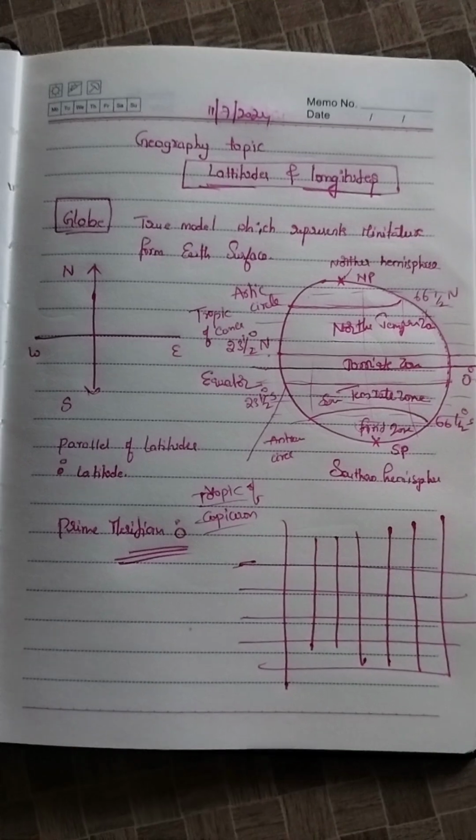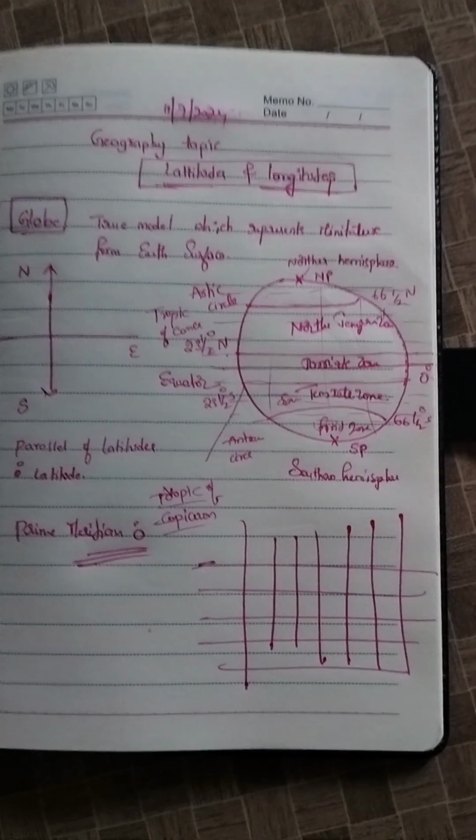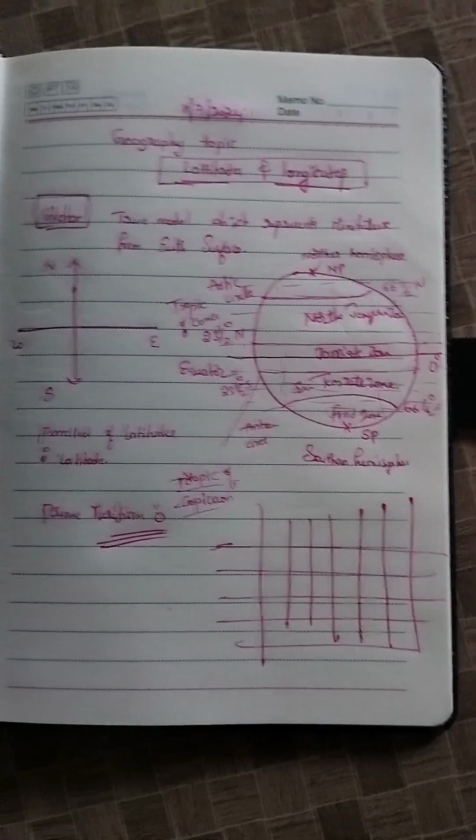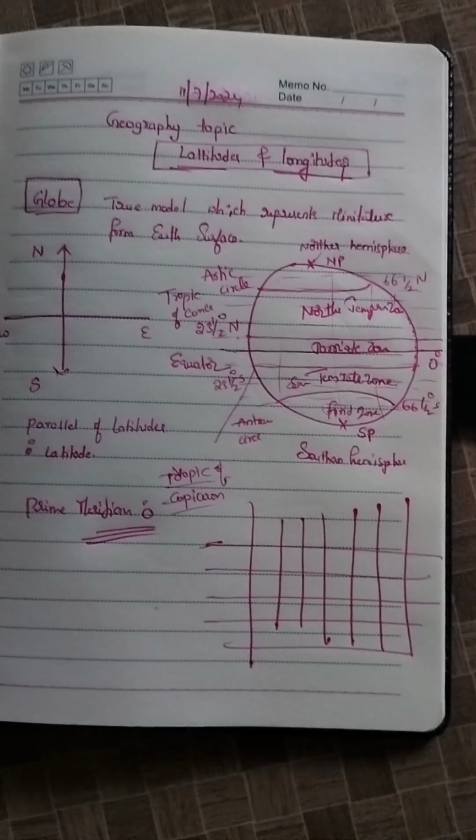These are the few points about latitude and longitude. In the next class, we will discuss the heat zones on the globe, with a globe diagram.